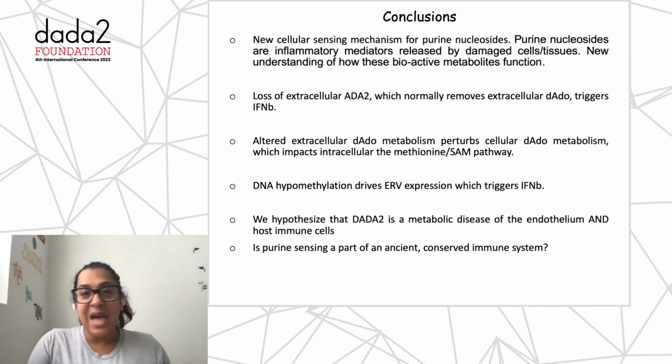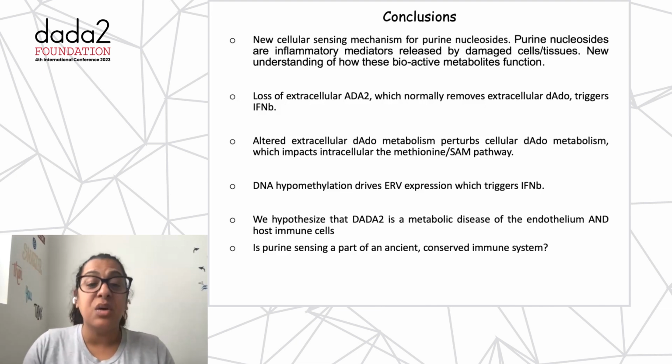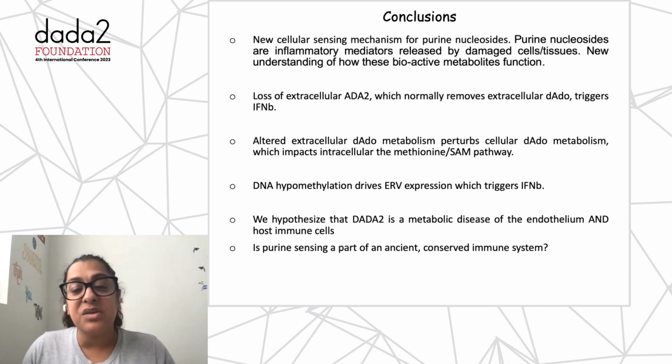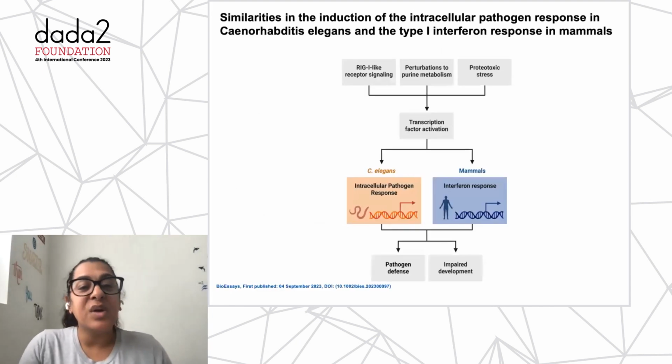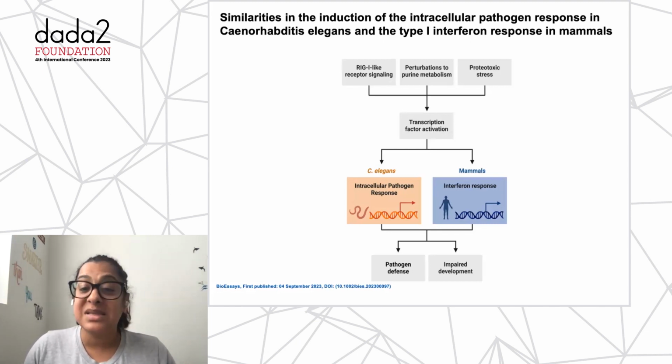This doesn't only happen in human cells. Data from other labs is starting to show that this purine sensing axis may be part of an ancient, highly conserved immune system that is present even in worms. For example, data from Emily Troemel's lab at UCSD indicates that purine nucleosides also trigger an ancient conserved anti-pathogenic response in the worm C. elegans.